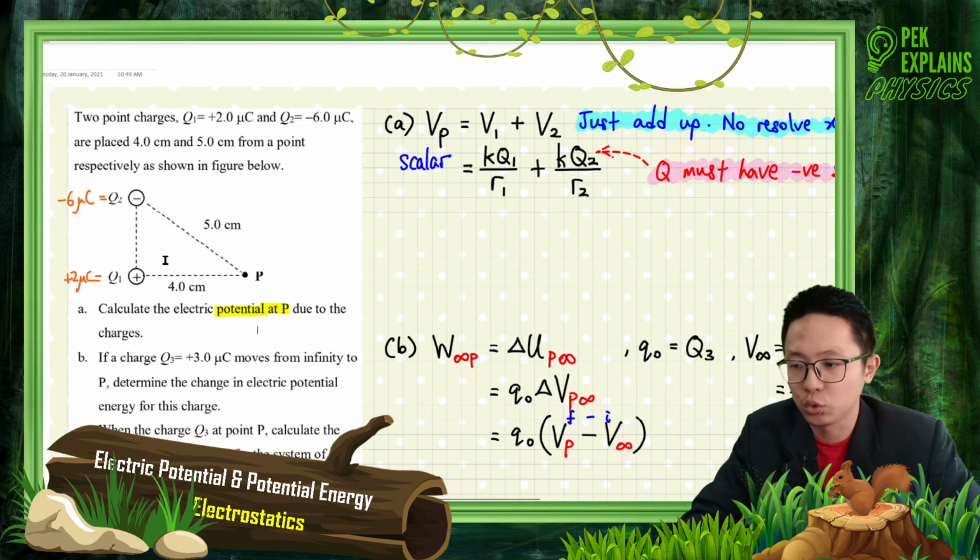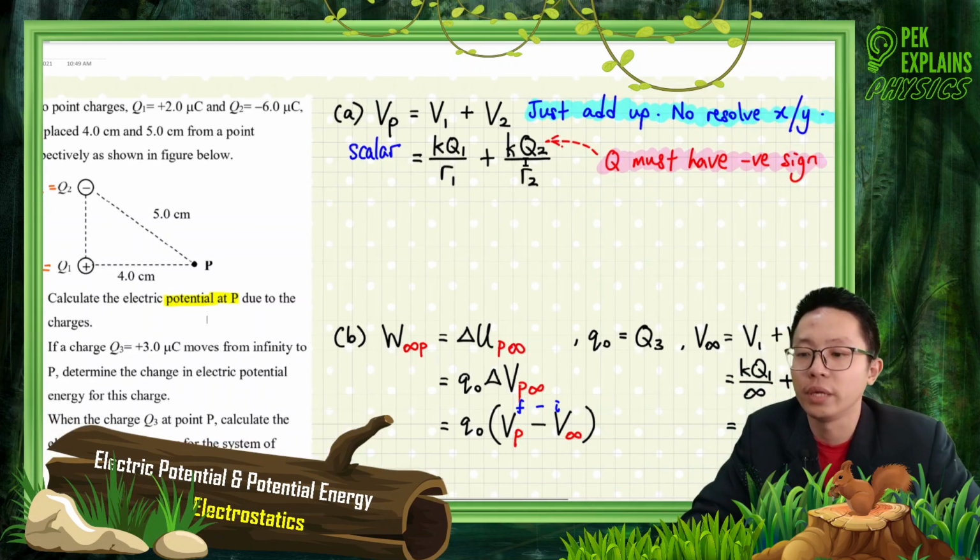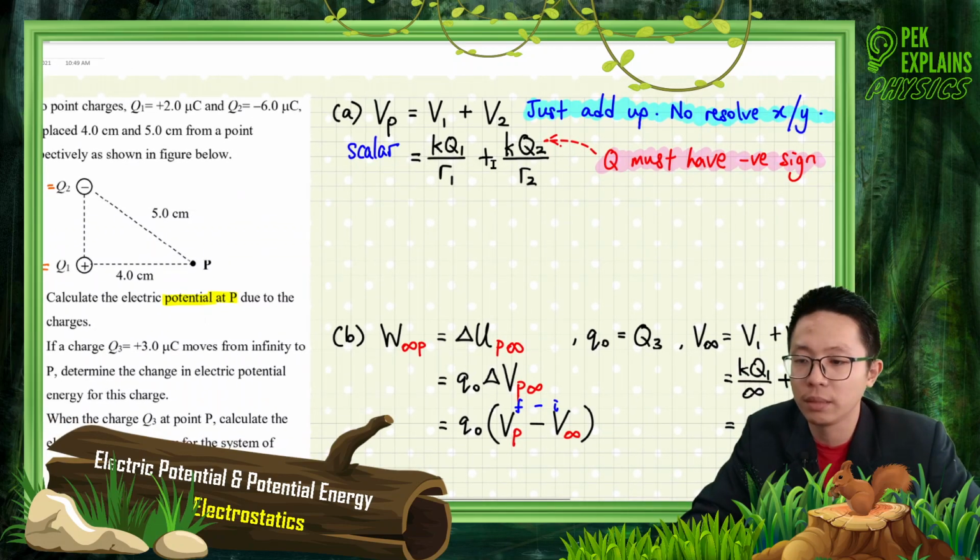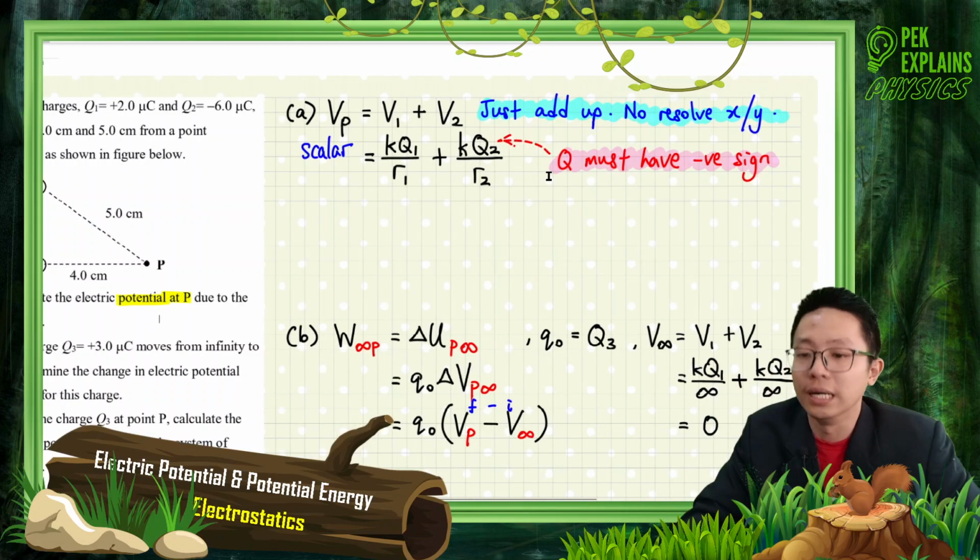Okay, so we have two point charges, so you must have two potentials. Q1 gives V1, Q2 gives V2. So we have kQ1 over r1 plus kQ2 over r2. Again, potential is a scalar quantity.